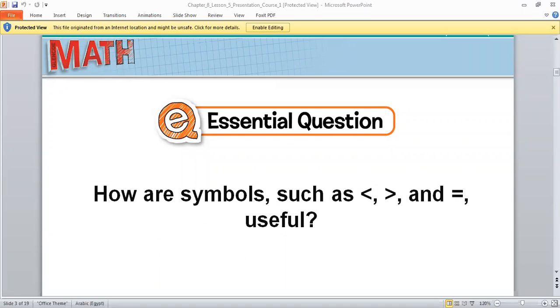Okay, can Khalid Khalifa read the question? How are symbols such as less than, greater than, and equal useful? Okay, this is our essential question.